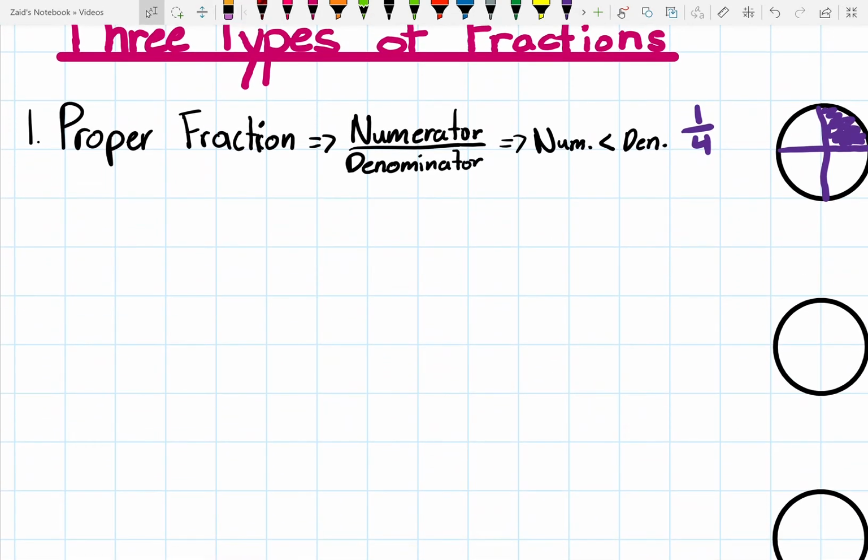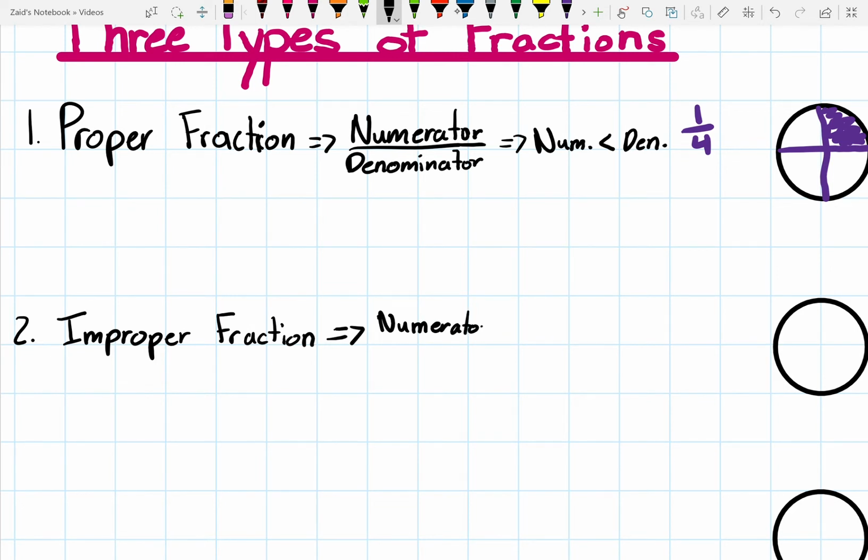Now an improper fraction is our second one. An improper fraction is the same format where I have the numerator on top and the denominator on the bottom. But for an improper fraction, my numerator would be larger than my denominator.